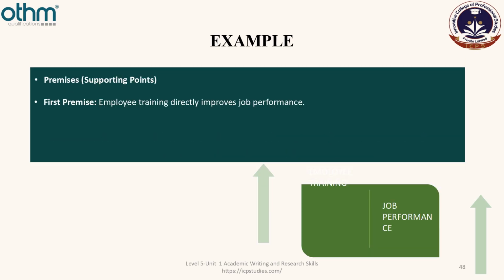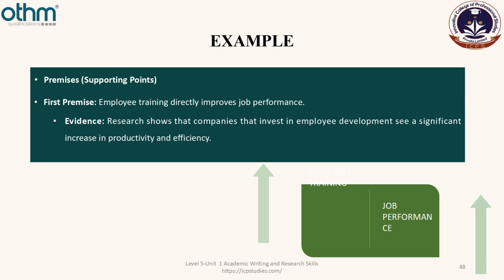Now we have premises. In premises, we have the supporting points. The first premise for our topic could be that employee training directly improves job performance. Here you can see in the picture that as employee training increases, job performance also increases. We can also find evidence for this premise: researchers show that companies that invest in employee development see a significant increase in their efficiency and productivity. Evidence is very important to support our argument.